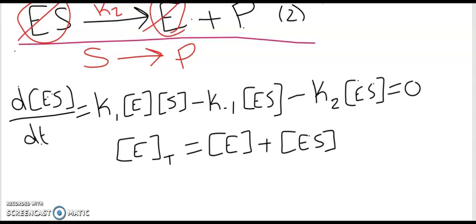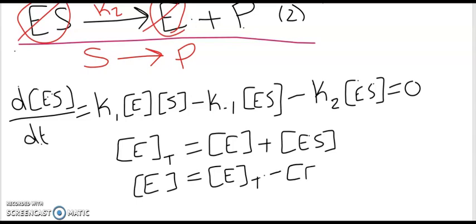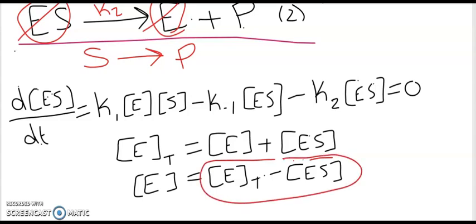And when we rearrange this to have E equal E total minus ES, which allows us to substitute this into our E.